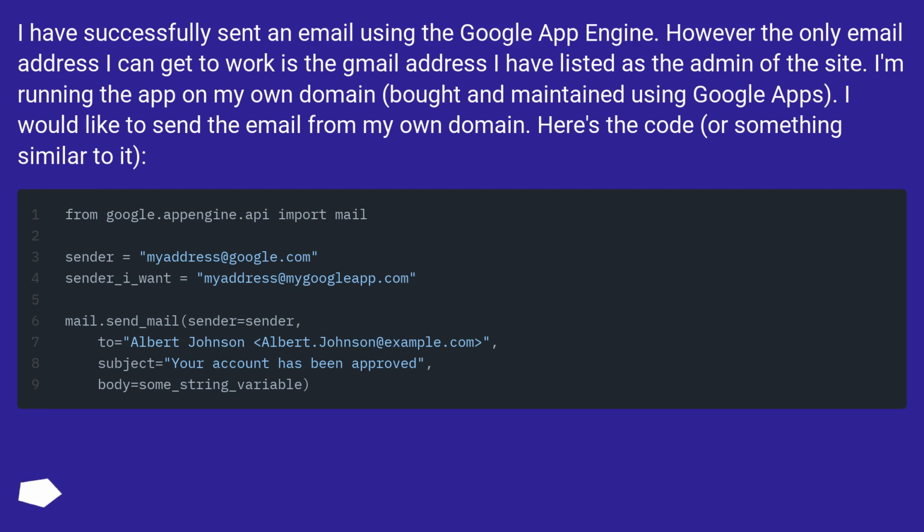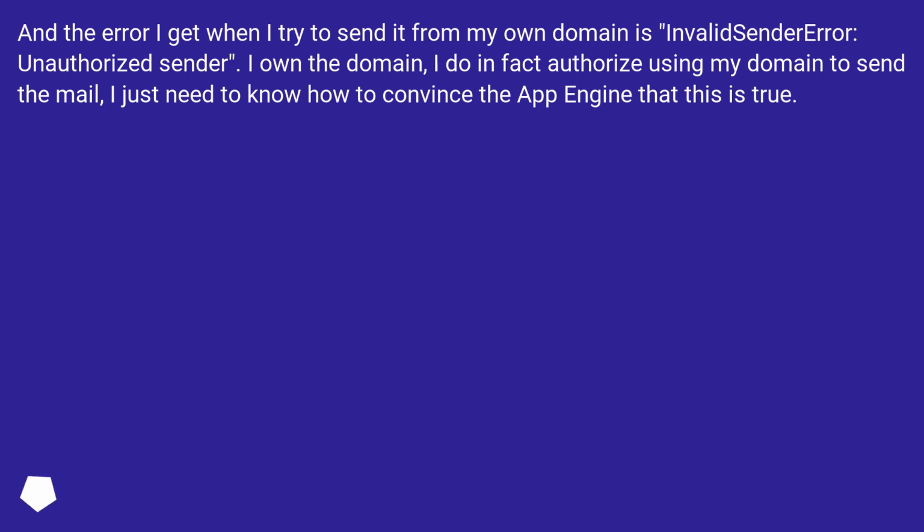Here's the code, or something similar to it. And the error I get when I try to send it from my own domain is invalid sender error, unauthorized sender. I own the domain. I do in fact authorize using my domain to send the mail. I just need to know how to convince the App Engine that this is true.